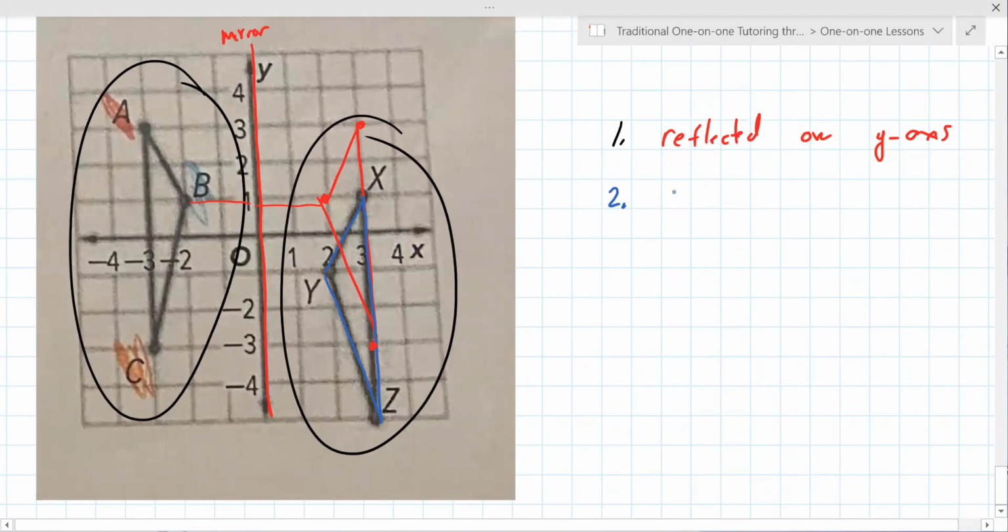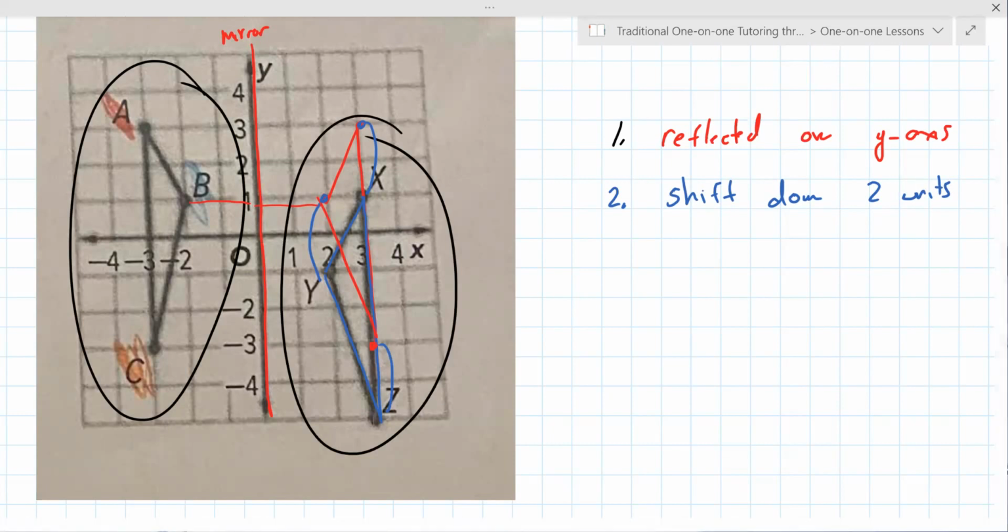This is a shift. They call it a shift. A shift down 2 units. See how this point went down 2 units? This point went down 2 units, and this point went down 2 units. So there are 2 things that happen to cause this to occur. One part of the question on the sheet of paper you gave me was to actually come up with that.